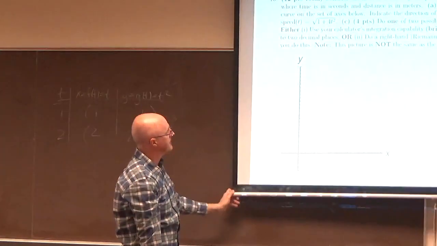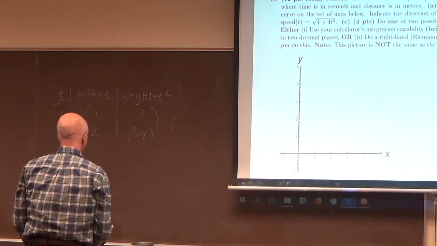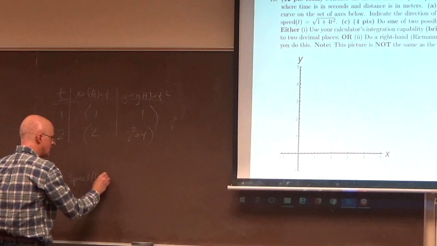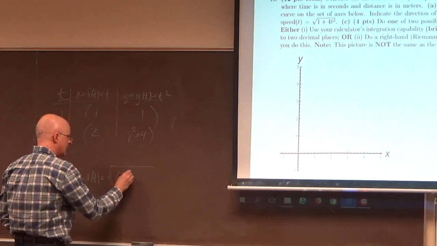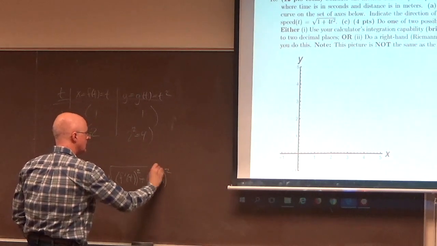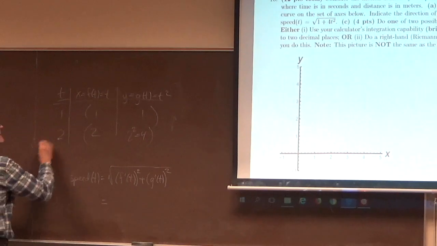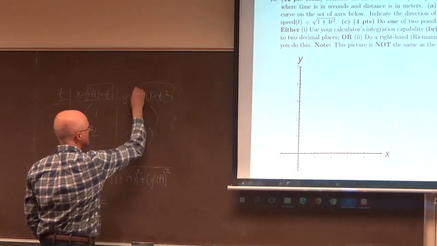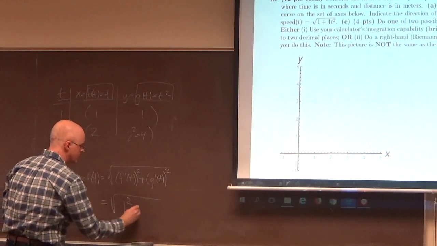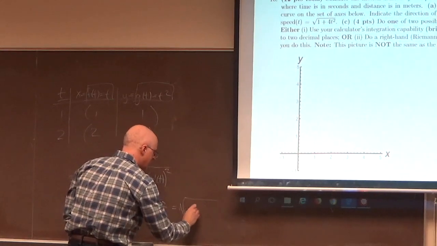There's more trouble for part B. We want to verify the speed is the square root of 1 plus 4t squared. That's not meant to be difficult because it's just a formula. It's just this formula. And since f of t is t, and g of t is t squared, you take those derivatives: f prime is 1, g prime is 2t. Simplify a little bit, and you get the answer.